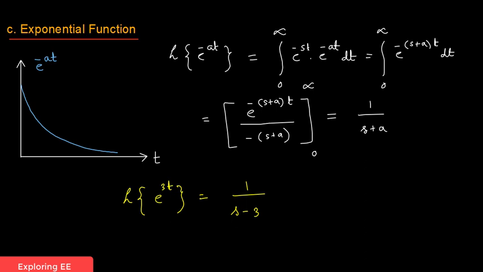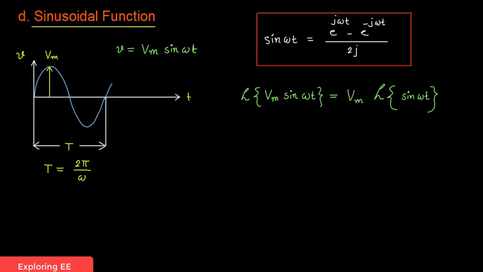Moving on to the next forcing function, the sinusoidal or cosinusoidal function. So let us come to the sinusoidal function. For any voltage v equal to Vm sin omega t, let us calculate its Laplace transform. So the Laplace transform of Vm sin omega t is equal to, Vm being a constant, it can be taken outside the Laplace transform. So Vm multiplied by Laplace of sin omega t.